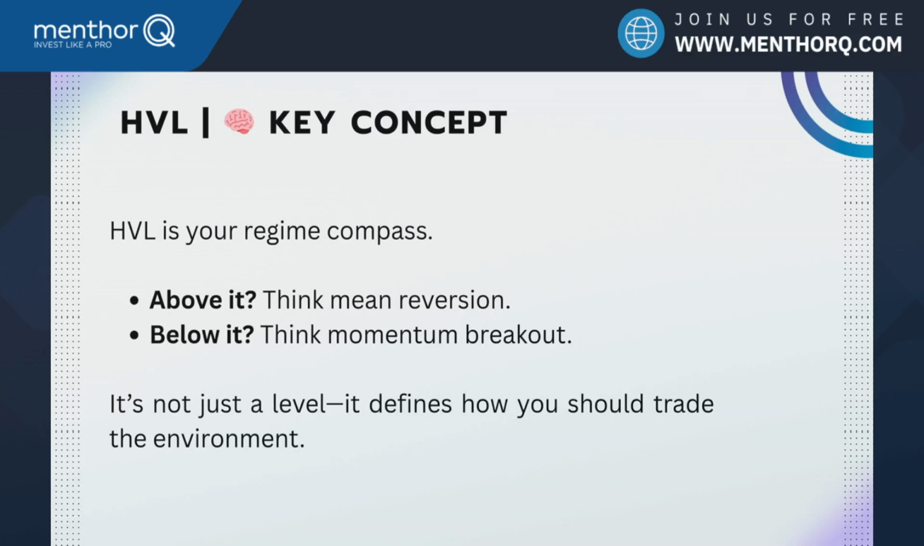All right, so this is very important. This is a very key concept. HVL, or the high vol level, isn't just a level, it's a regime compass. It helps you choose the right type of trade for the current environment. So again, if you are trading futures and you see that we are flipping from positive to negative gamma, that could mean a lot, and that could also help you adjust your strategy, adjust your hedges, and basically manage your risk better with real-time movement.